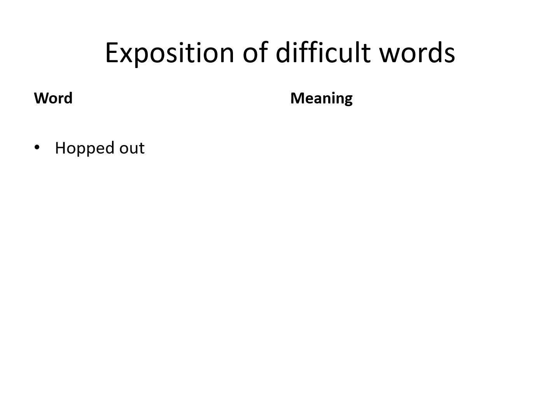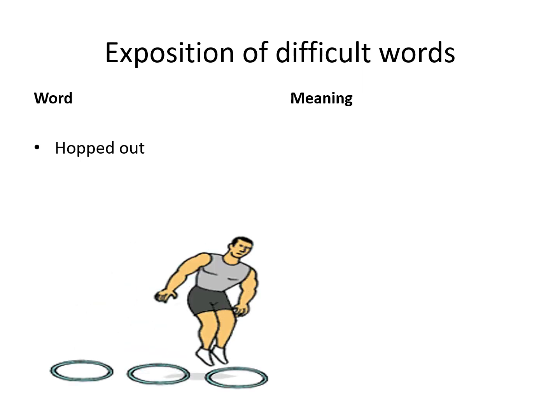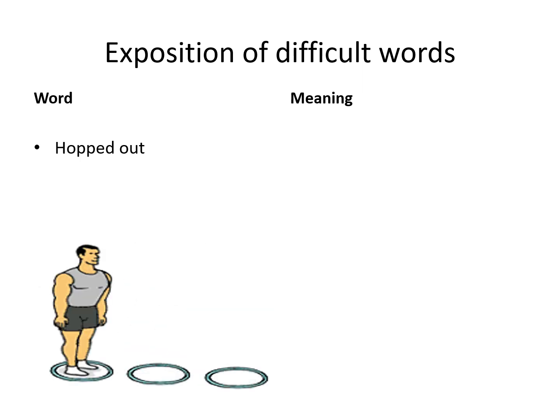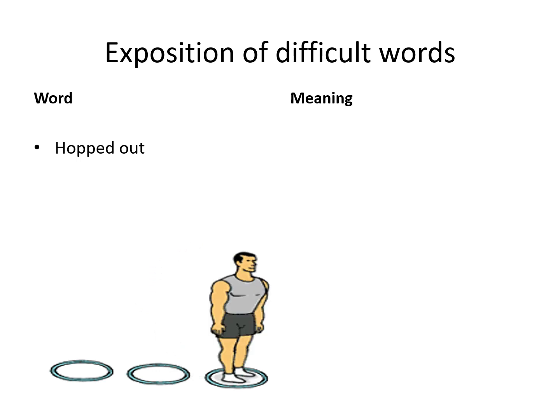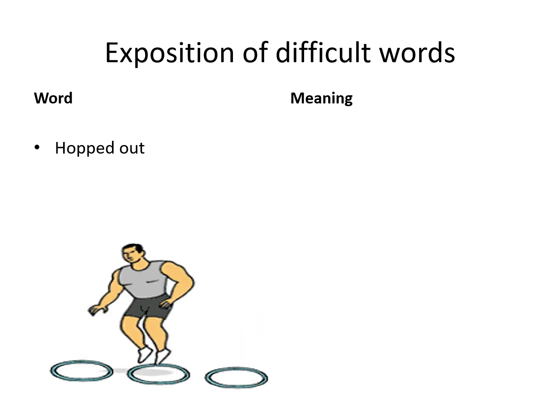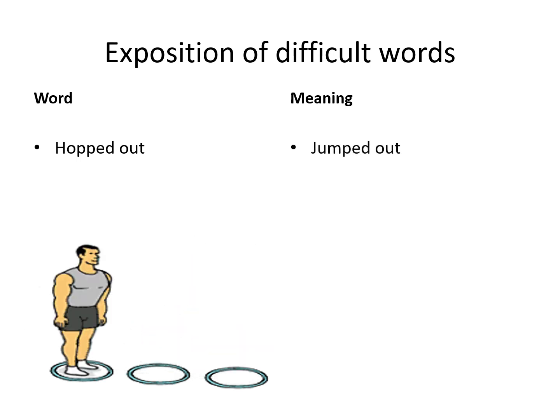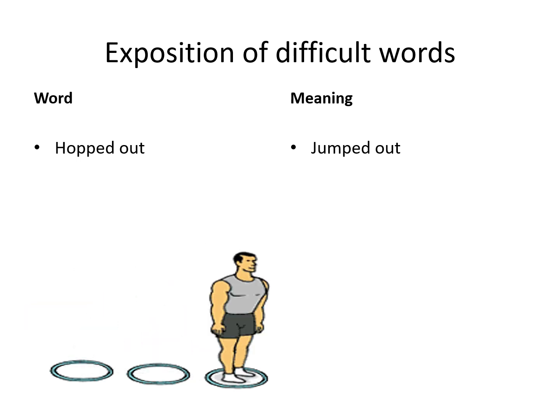Say for example, hopped out. Now here the pupil teacher can do the action or can show the picture or animation to find out the meaning, and students can try to answer this question. This means jumped out.